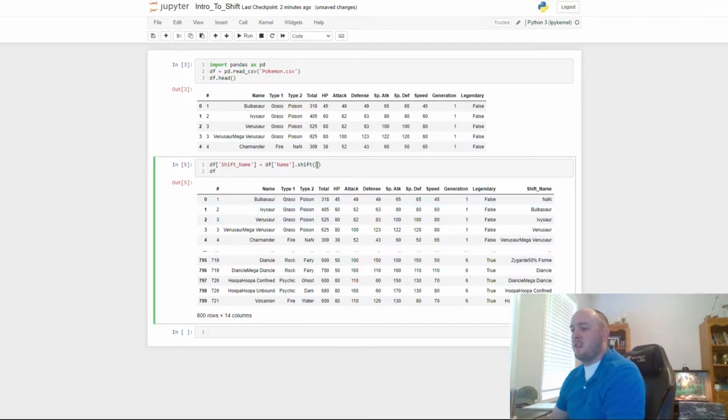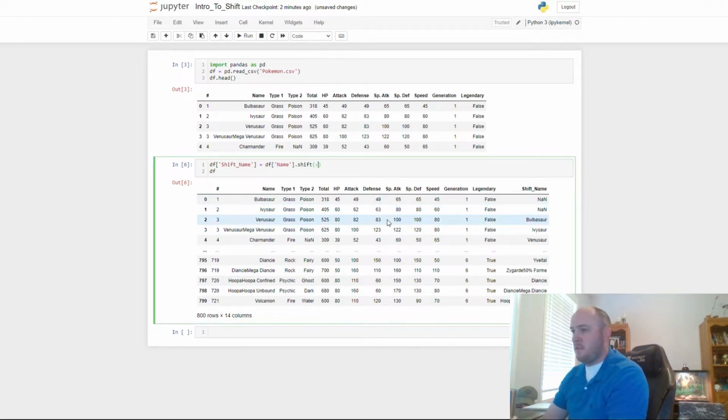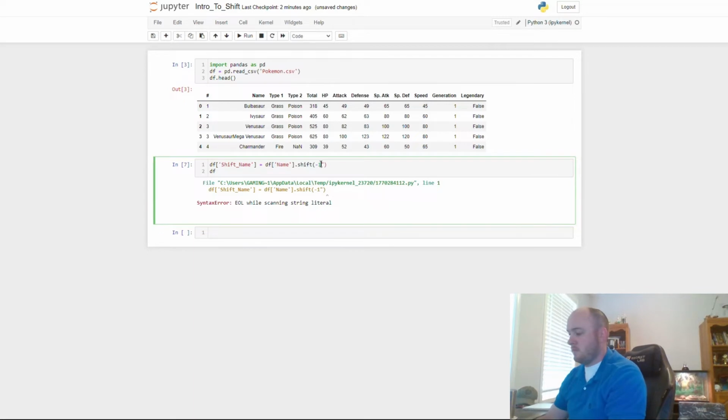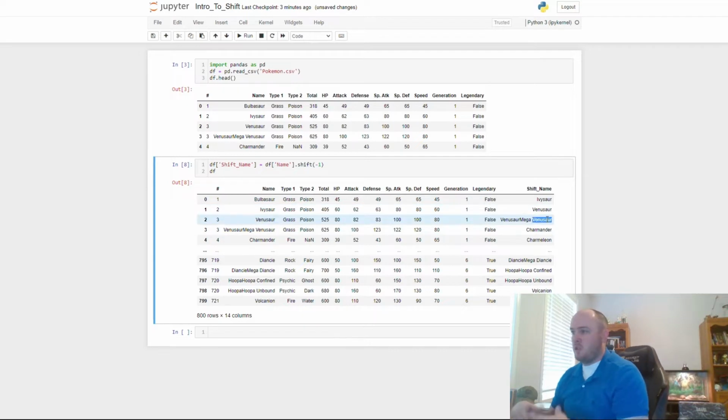Now let's say we had said 2. Obviously it's going to move down 2. If you want to shift up, you just put a negative 1. Negative 1. So you have Ivysaur moved up 1, Venusaur moved up 1, so forth and so on. Okay, so just moved up 1.